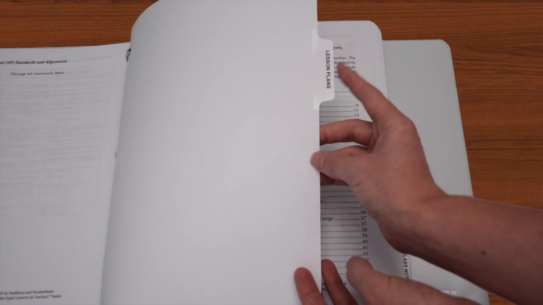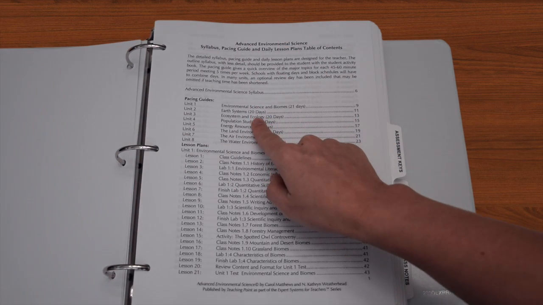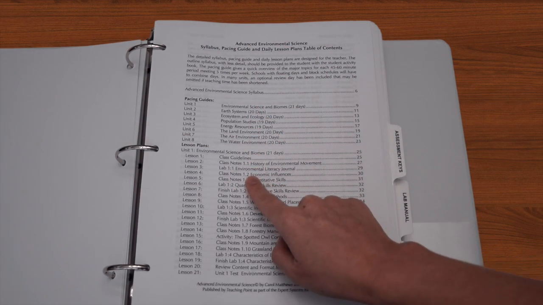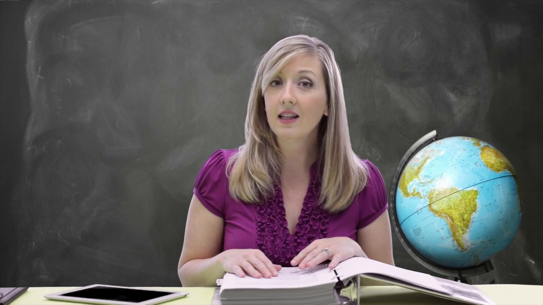In the Lesson Plan tab, you'll find a table of contents that lists the pages of the pacing guides and the lesson plans. Don't confuse these lessons with the lessons in the lab manual. We'll get to that later. In the Lesson Plan tab, there is a section called Syllabus.